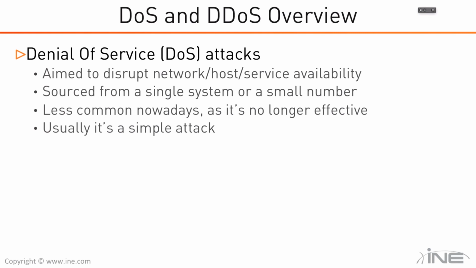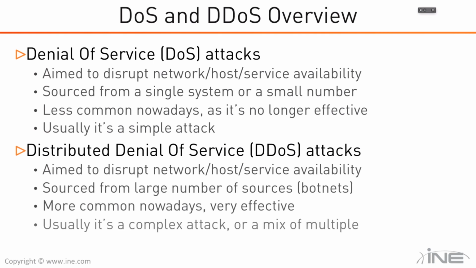Later on, because this became simple to defend as the internet grew, they came up with distributed denial of service attacks. The scope is the same: it is aimed to disrupt your network, host, or service availability. But the big difference is that the attack is sourced from a large number of sources, too many. Usually those sources are not aware they are being used as attack vectors, which means they have been infected and controlled remotely by the attackers, and those are called botnets.